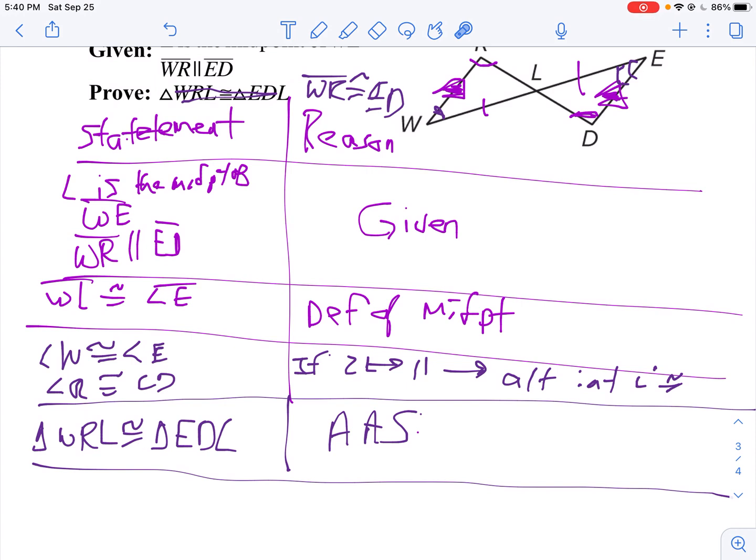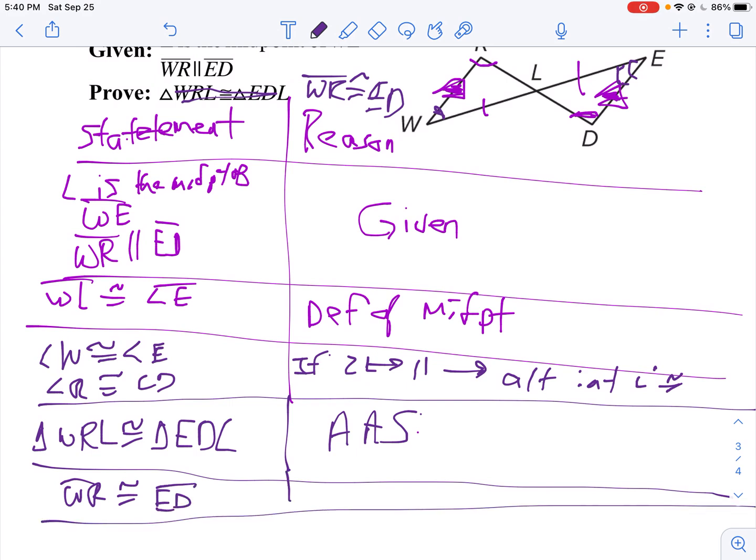The only thing is, once we get down here to where the triangles are congruent, notice WR is my first two letters, ED is my first two letters. So I'm just going to add one more statement on here. I'm going to say, oh, segment WR is congruent to segment ED. And you could say definition of congruent triangles, because that's what it would be.